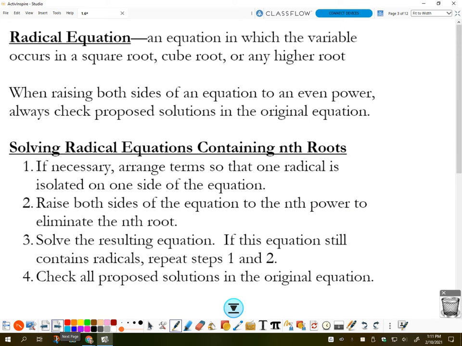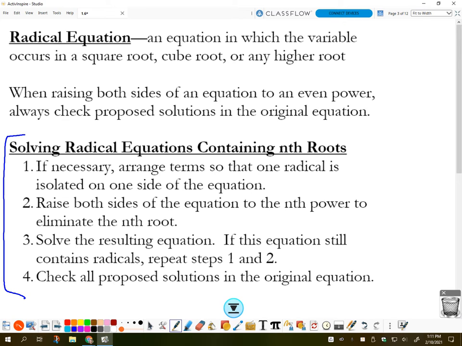Next, we have radical equations. So if you need to write some steps down, you can write these steps down. Basically, with radical equations, if you only have one radical, you want to get it by itself and then square it so that the radical goes away. Generally, you're going to end up with a quadratic at that point. Not always, but sometimes you do.